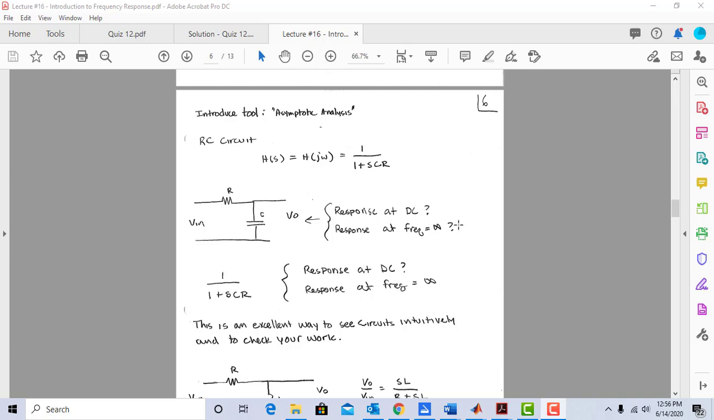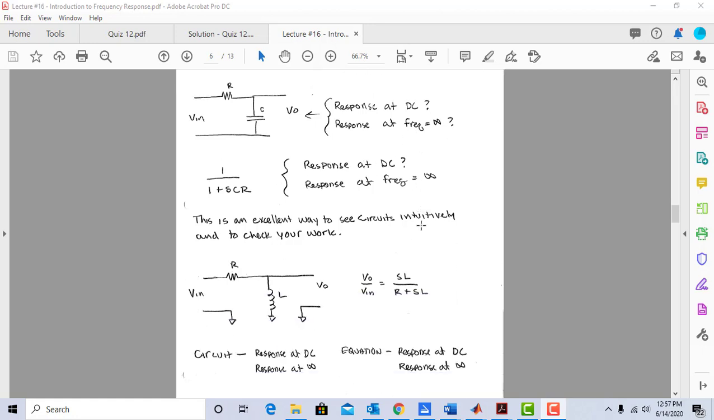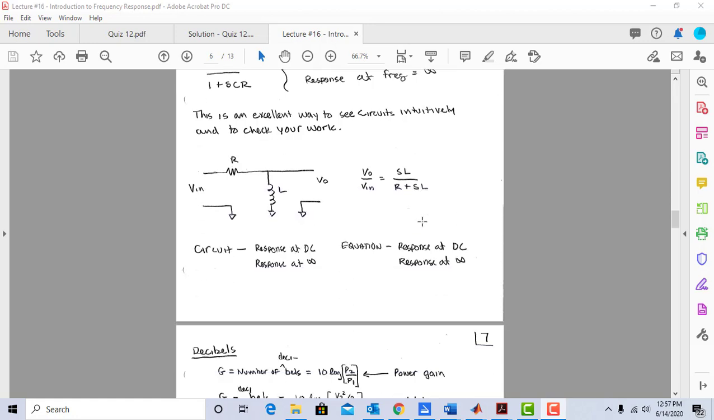I'm going to talk a lot about asymptotic analysis, and I'm going to use it a lot because I use it in my work all the time. But it is nothing more than page 6 of this lecture. It's nothing more than what I did. We're looking at DC, we're looking at infinity. Let's do it again, just because it's so much fun.